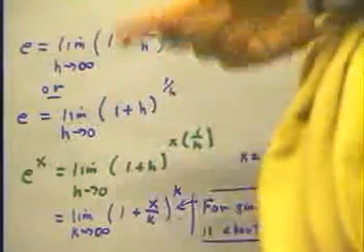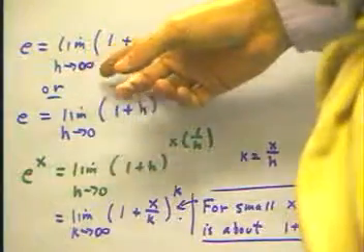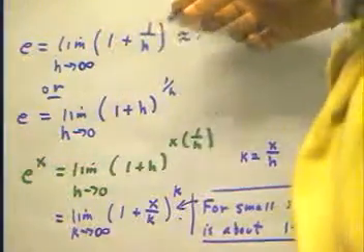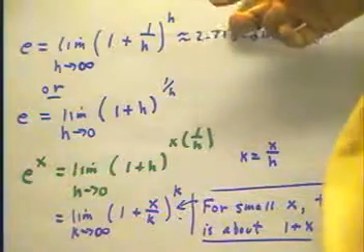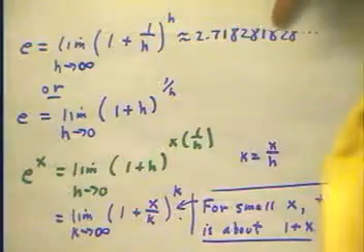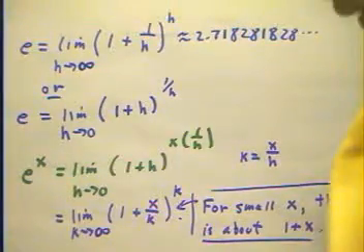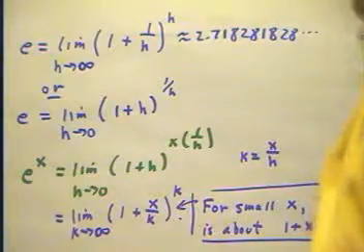e is defined in one of two ways. We can define it as the limit as h goes to infinity of (1 + 1/h)^h, and that equals approximately 2.718281828. Don't get the idea that this 1828 keeps repeating itself. This is an irrational number and there's no pattern to it.